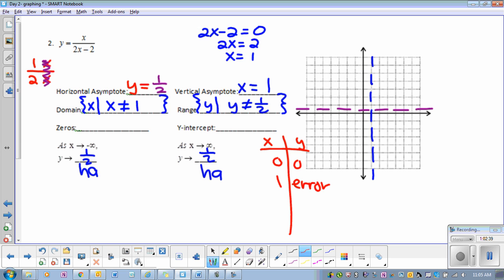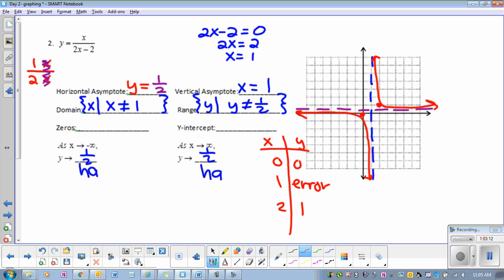Zero, 0, and 2, 1. So 0, 0 right there. 2, 1 right there. All right. And listen, even if your graphs aren't perfect, I just want you to sketch it. As long as we have the general shape, I'm happy. Just make sure it doesn't cross through the asymptotes, because if it does, you will get points taken off.